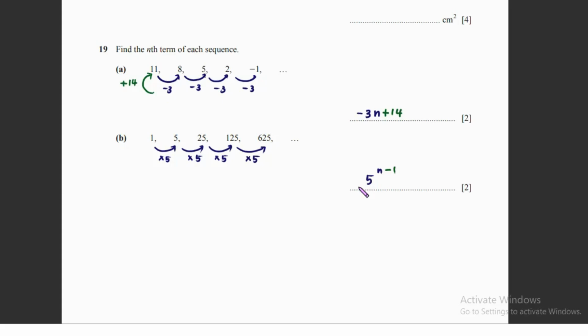So if I want to check if this is right, if I put 2 for this n, it becomes 5 to the power 2 minus 1. So 2 minus 1 is equal to a 1. So 5 to the power 1 gives you 5. That gives us the second term, which means this is the nth term of the sequence given here.